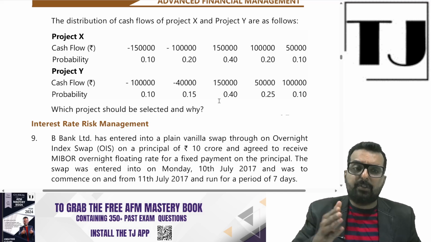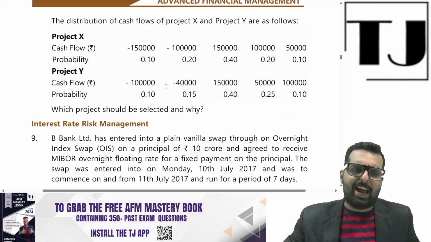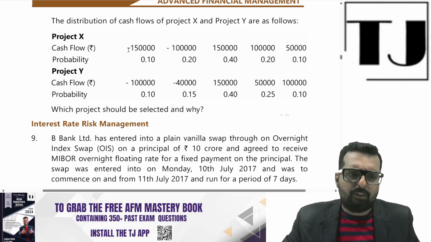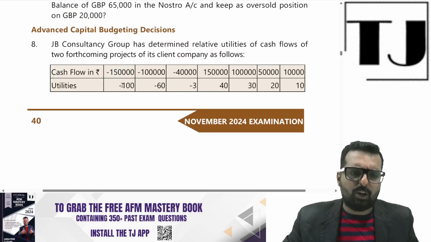For project X, they have given the cash flows over there. They have also given the corresponding probability. And for each of these cash flows, they have given the corresponding utility on the top. So for example, when the cash flow is minus 1,50,000, you go up. Here you have a minus utility of how much?